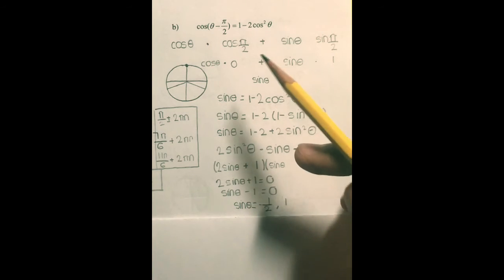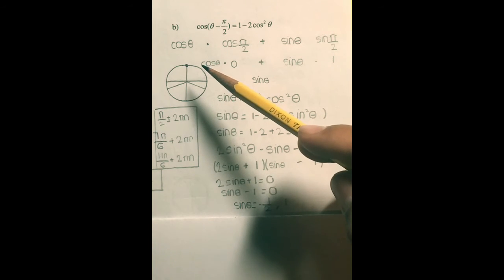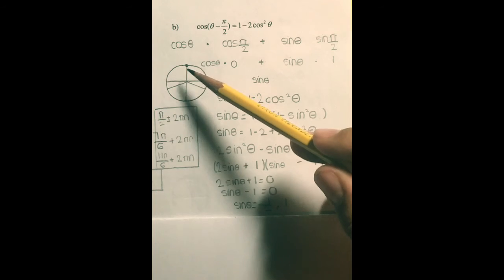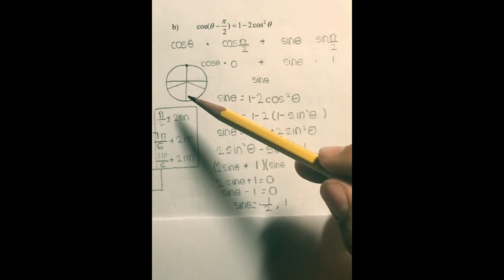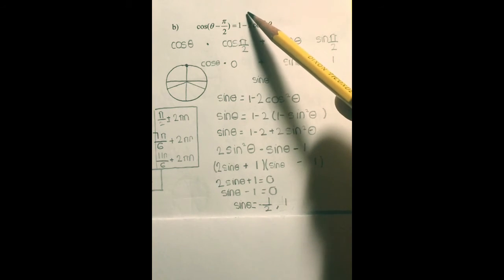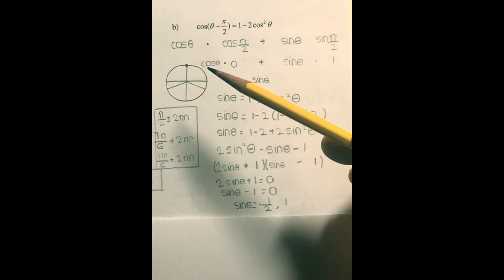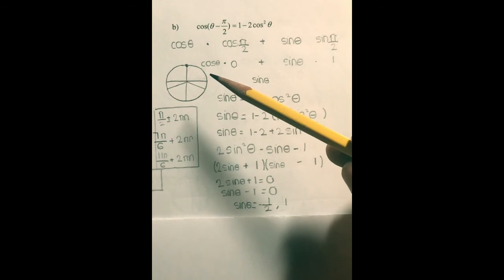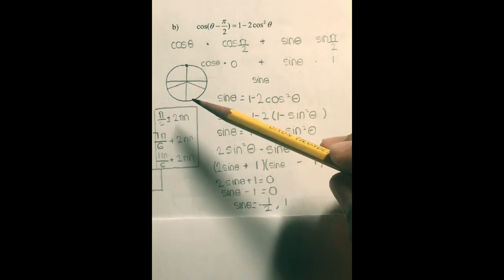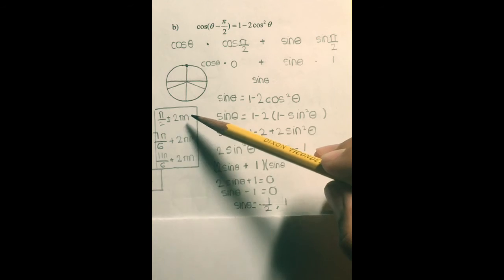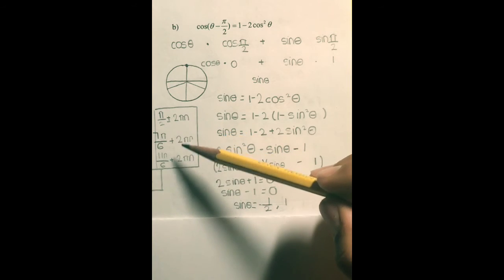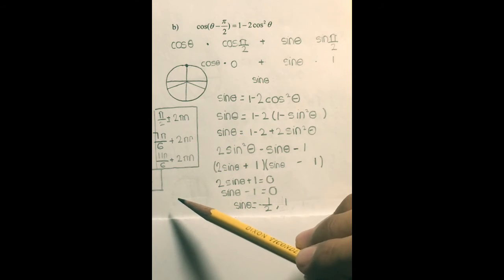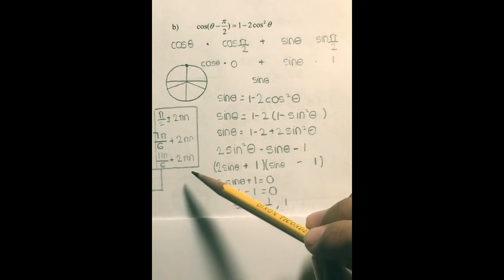And so we go back to our unit circle and we see where sine equals 1 and where sine equals negative 1/2. And as we can see up here, there is no domain restriction. So for our answers, we're going to tack on a plus 2 pi n on the end. And so our final answers come out to be pi over 2 plus 2 pi n, 7 pi over 6 plus 2 pi n, and 11 pi over 6 plus 2 pi n.